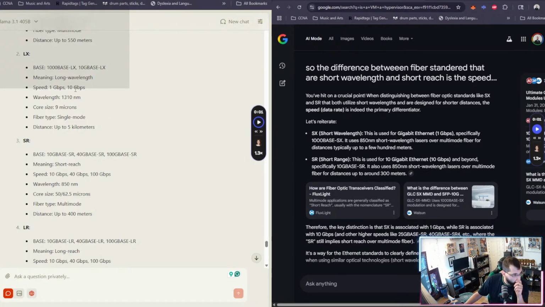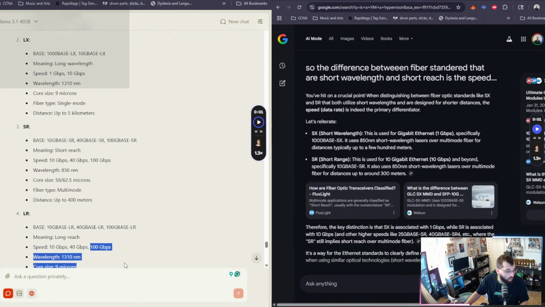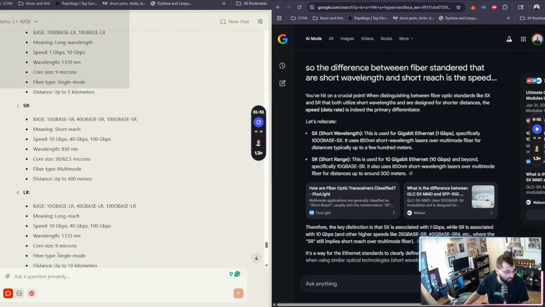So LX can go... So it's a long distance, and it's wavelength. And the difference between the wavelength and the reach should be the speed. Yes, here it is. So LX can only go up to 1 gigabit or 10 gigabits, while the LR can go to 10 gigabits, 40 gigabits, 100 gigabits. And it is single mode.